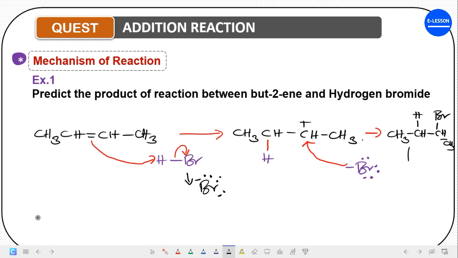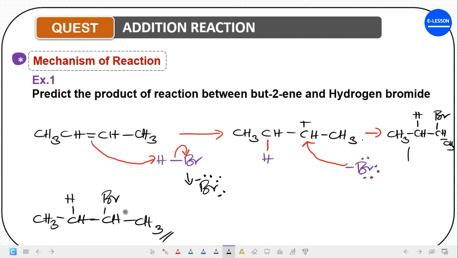Let me rewrite the product here. CH3. Then we'll have CH, hydrogen is on top here. CH, Br is on top here. And then we'll have CH3. And this is the product of this reaction.